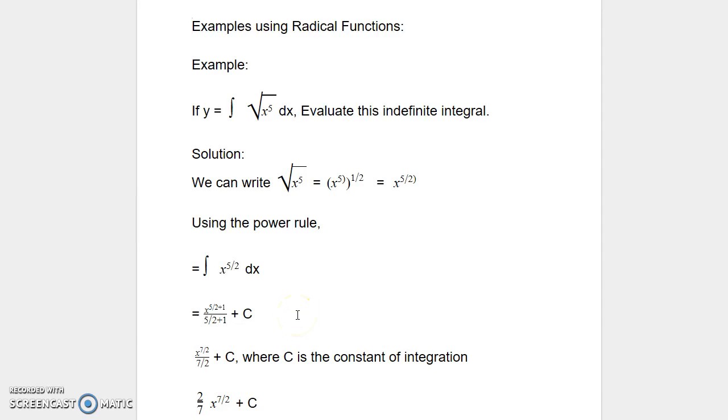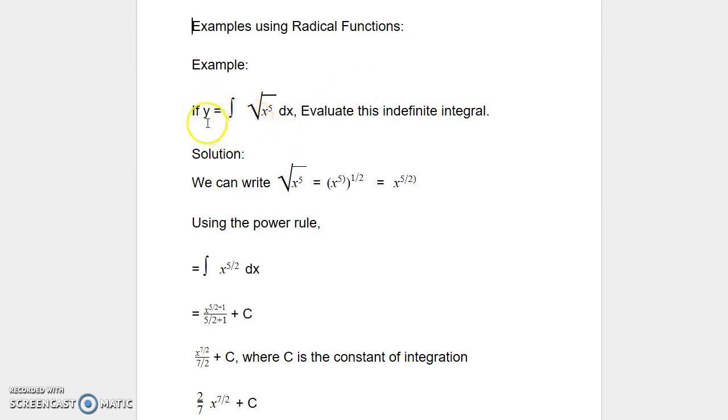Welcome to my presentation. This presentation is part of the playlist Indefinite Integrals. In this presentation, we will be solving problems using the rules of integration. Let's look at some examples using radical functions this time.